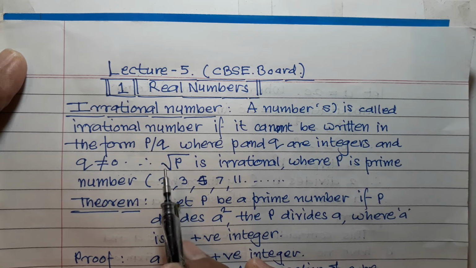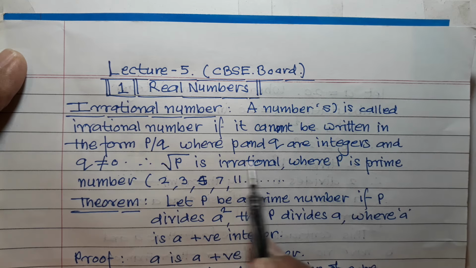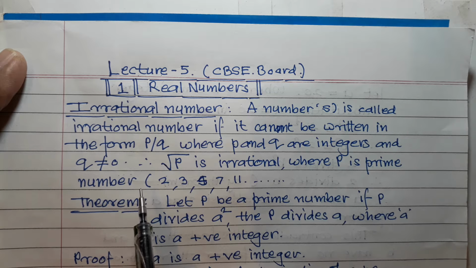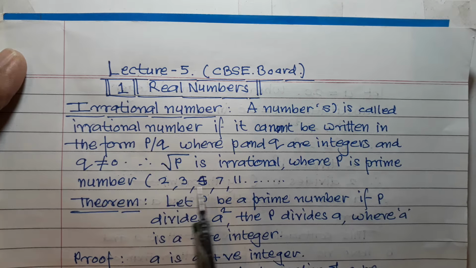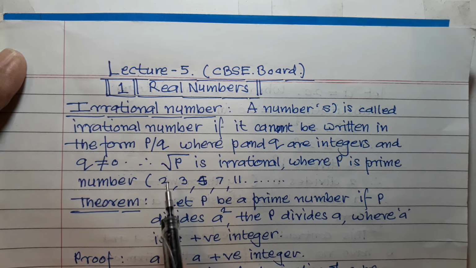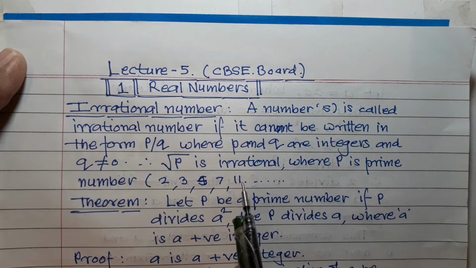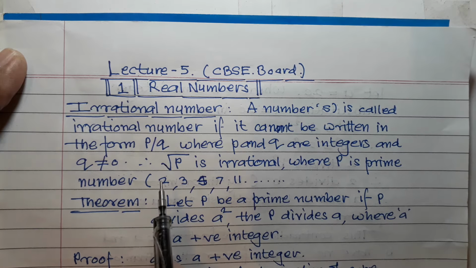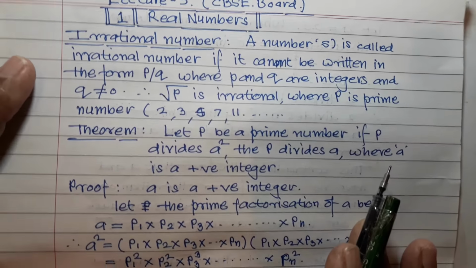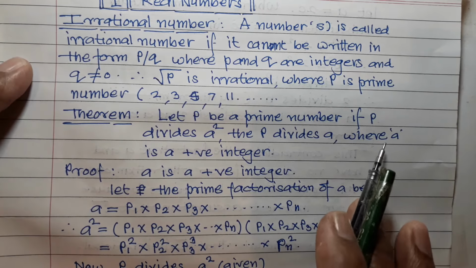Now root p is irrational where p is a prime number. That means 2, 3, 5, 7, 11 and so on. All these are prime numbers, and the root of this number, root of this, root of this, and so on, these numbers are called irrational numbers. Then try to understand one theorem which is important.